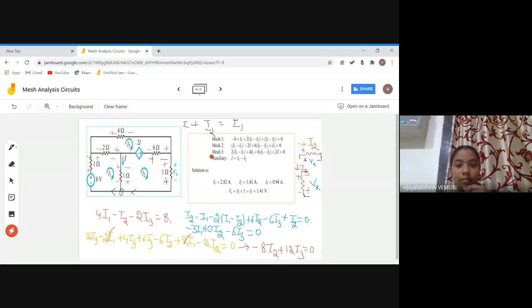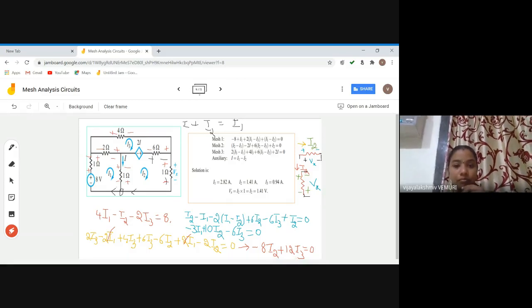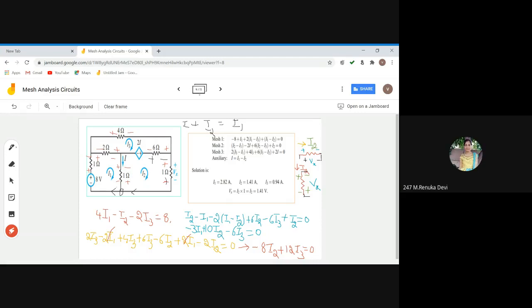Similarly, coming to the third mesh, 2I3 minus 2I1 plus 4I3 plus 6I3, minus 6I2 plus 2 into, in place of I I have substituted I1 minus I2. Finally, I got this equation. Have you got the same? Yes, ma'am.